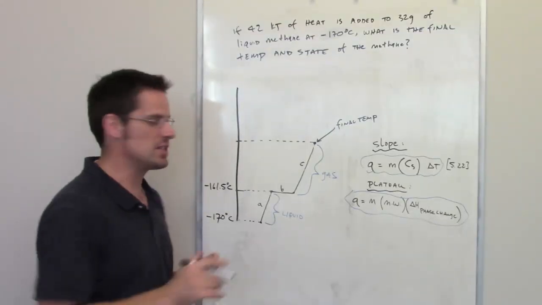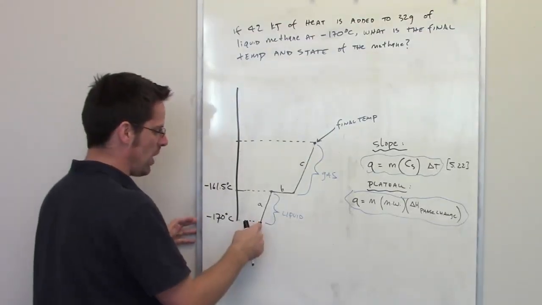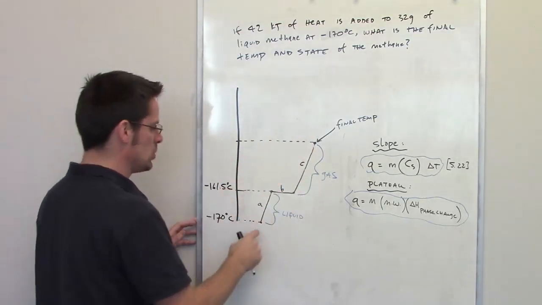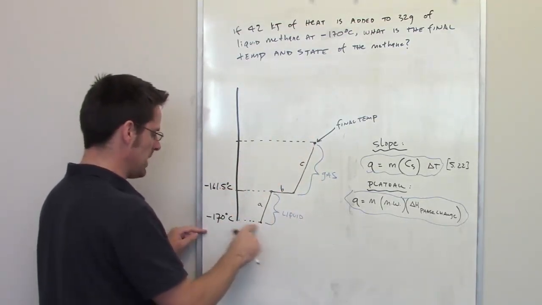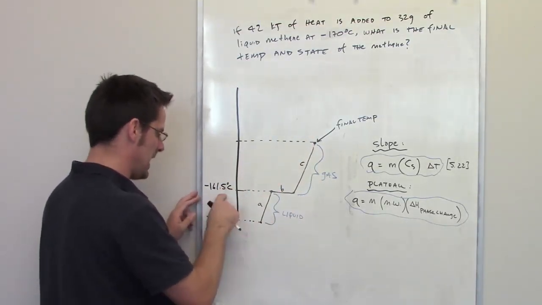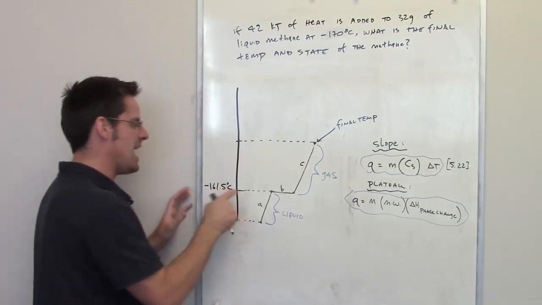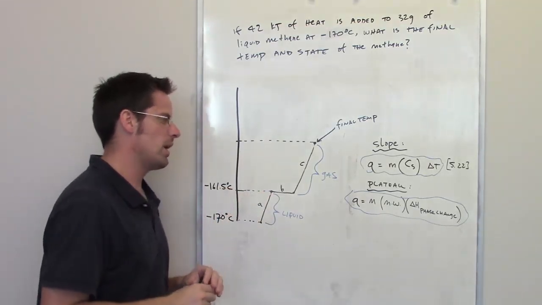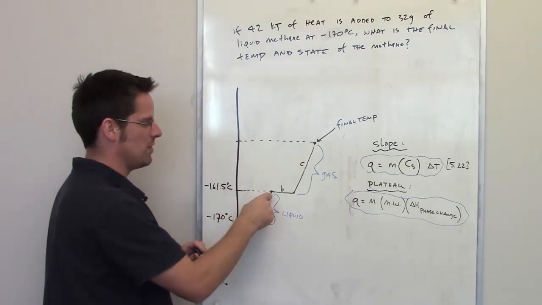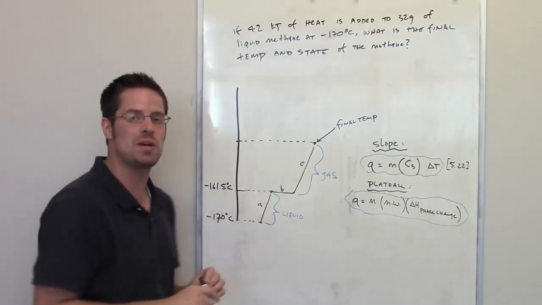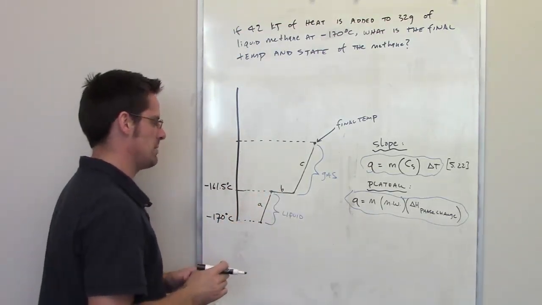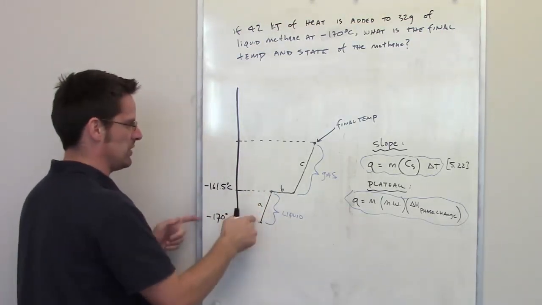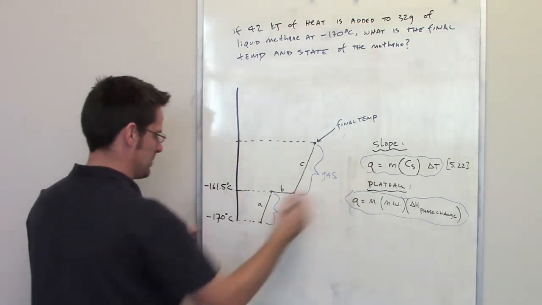So here's the deal. What I need to do is determine how much heat is going to be required to take my 32 grams of methane and warm it up from negative 170 to negative 161.5. That is the actual temperature where methane starts to evaporate, or turn from a liquid into a gas, at 1 atmosphere pressure. So that is the temperature difference. I'm going up a slope, so I'm going to use my slope equation.